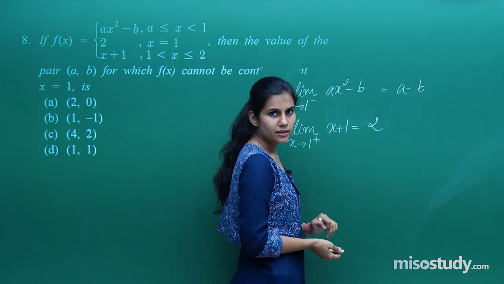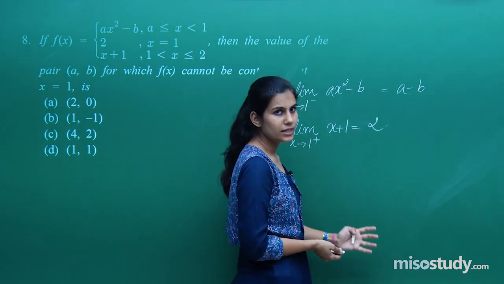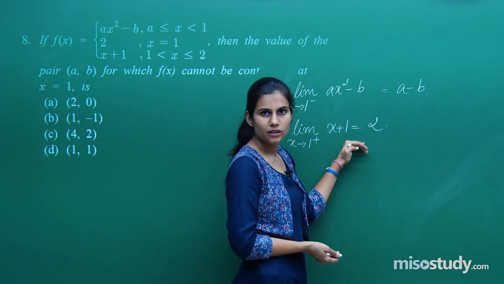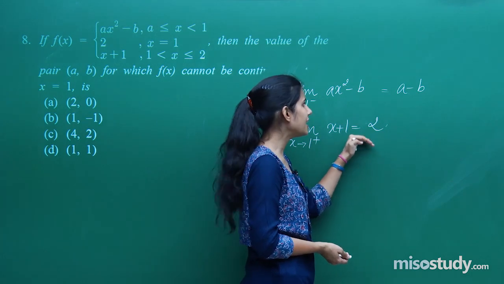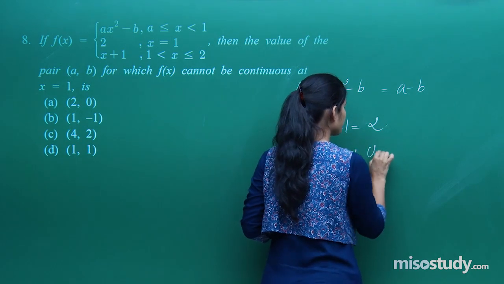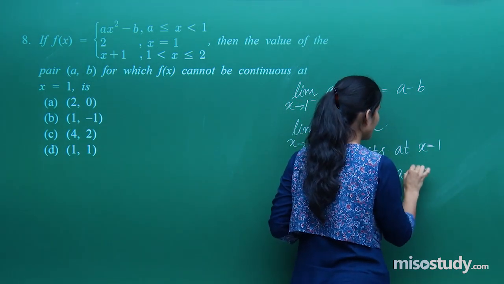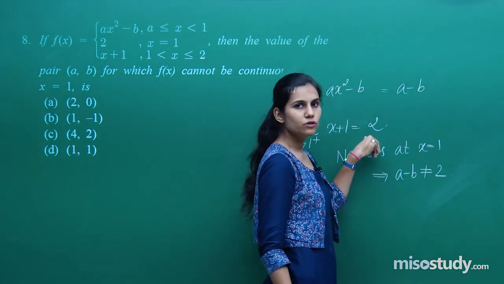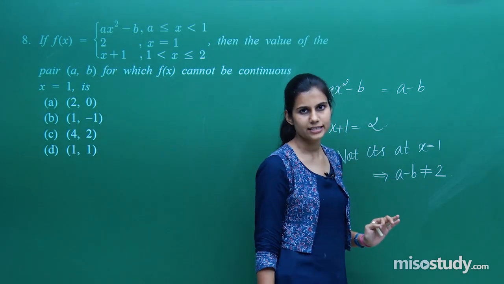But I am saying that I don't want my function to be continuous. So that can only happen, see over here the value of the function at x equals 1 is the same as the right hand limit. So the only scenario left for the function not to be continuous at x equals 1 is when the right hand limit is not equal to the left hand limit. So not continuous at x equals 1 means that a minus b should not be equal to 2. When a minus b is not equal to 2, LHL will not be equal to RHL, and hence my function will be discontinuous at x equals 1.